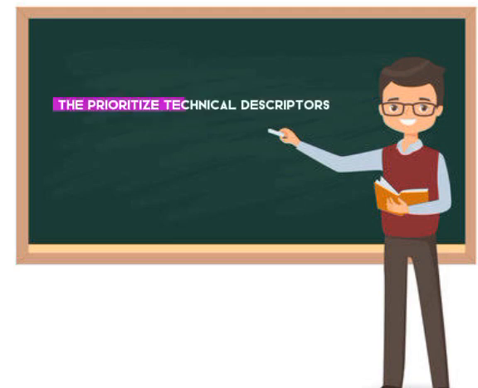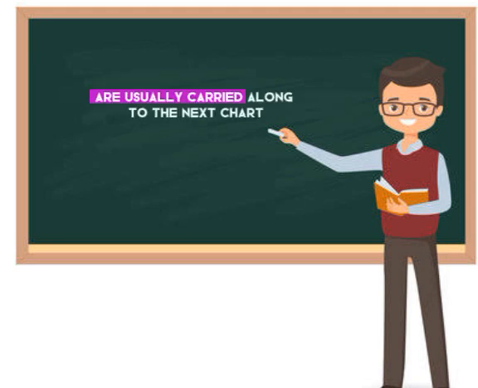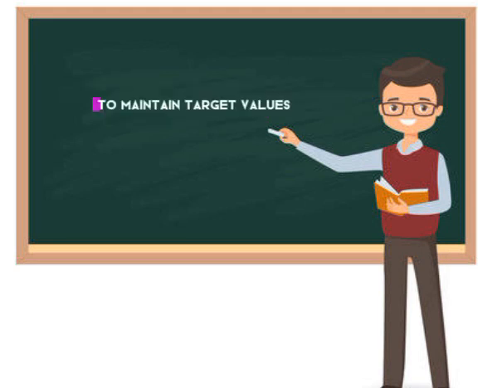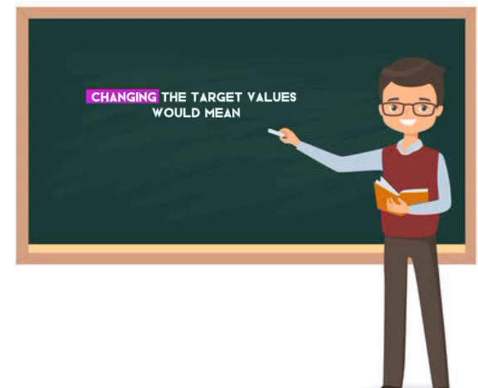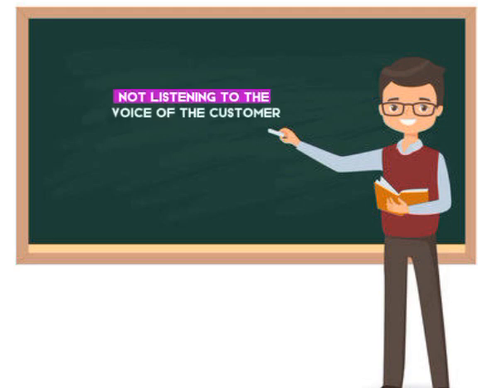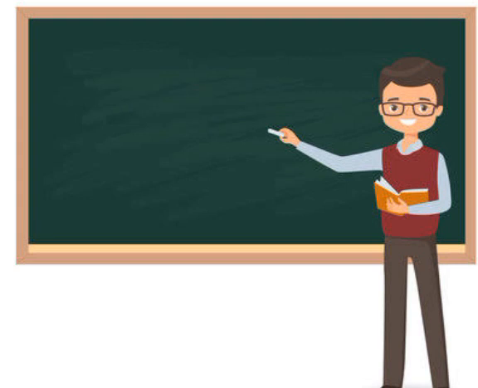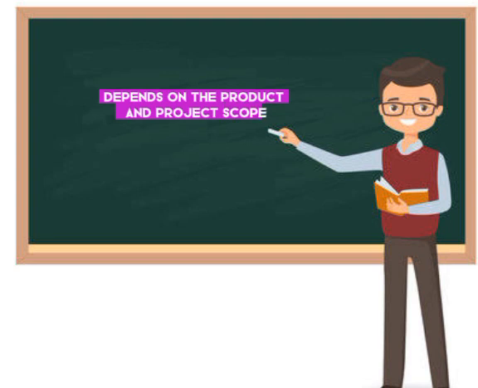The prioritized technical descriptors are usually carried along to the next chart to maintain target values and ensure the product meets customer requirements. Changing the target values would mean not listening to the voice of the customer, which goes against the purpose of QFD. The use of QFD charts depends on the product and project scope.